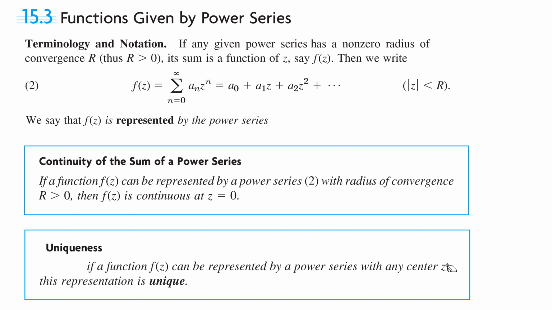If a function f of z can be represented by power series with any center z0, this representation is unique. This is very important because you cannot write a function in two different ways in terms of the power series around the same center. That's why, for example, all these functions have Taylor series, which we are going to talk about soon. A Taylor series is unique. It's always the same. For example, sine x, cosine x, e to the x, and all of that. You cannot write it any other way.